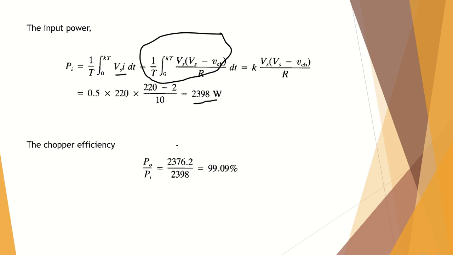2398.2 watt. So if you see, output power is 2376.2 and input power is 2398. Our overall efficiency becomes 99.09%. So you have seen that using this duty cycle approach, we can have a converter of higher efficiency. I hope that is clear to you.